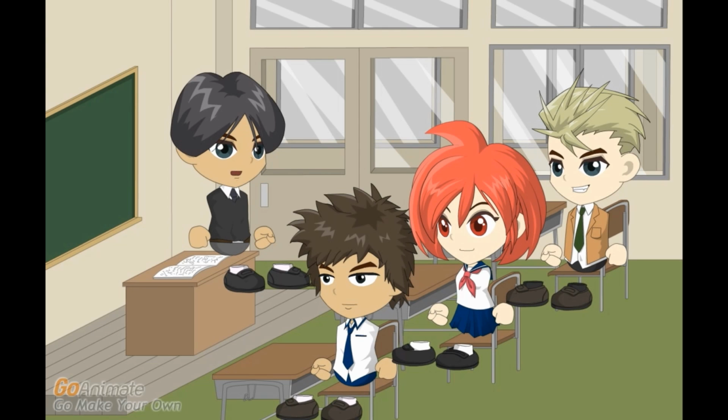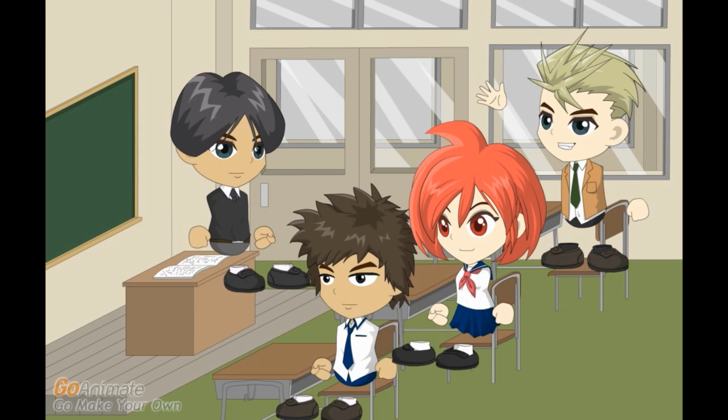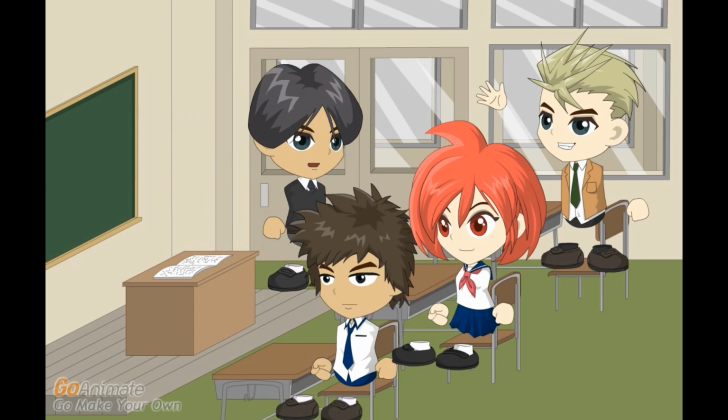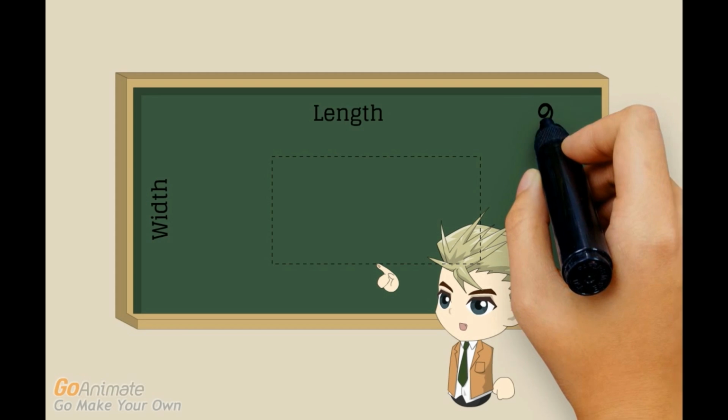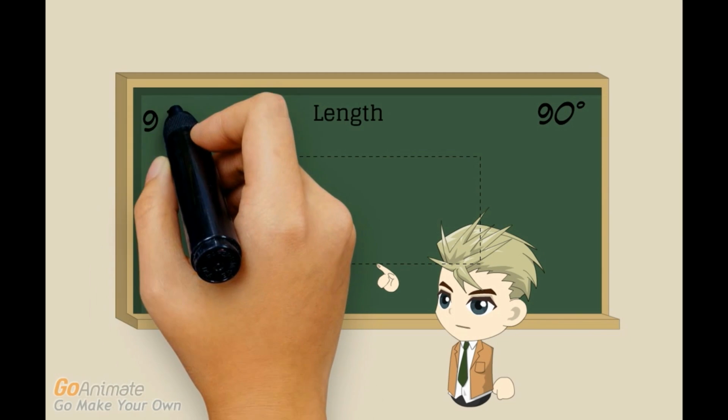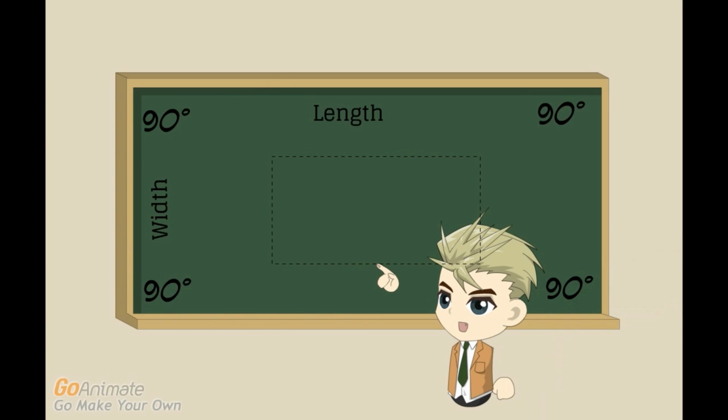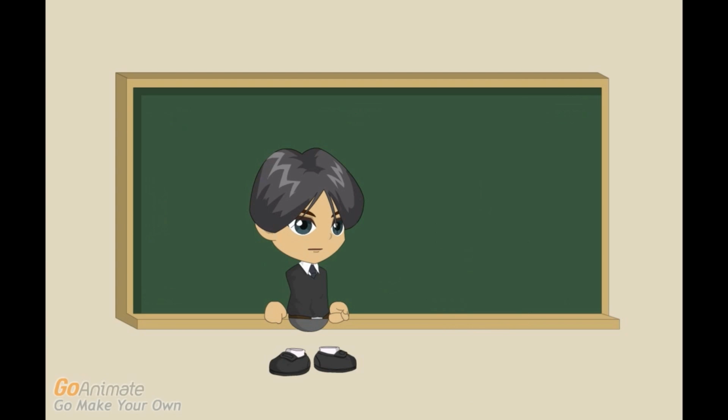Okay, great job, everyone. Now let's talk about rectangles. Who can tell me the characteristics of a rectangle? Teacher. Yes, Zach, go ahead. A rectangle is a 4-sided flat shape where every angle is a right angle, 90 degrees. It has a length and a width and opposite sides are parallel and of equal length. Well done, Zach. That is an excellent definition of a rectangle.